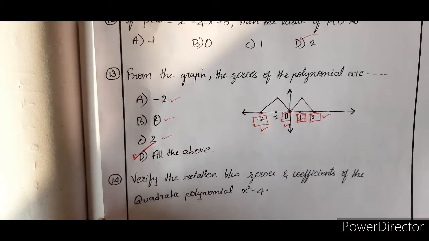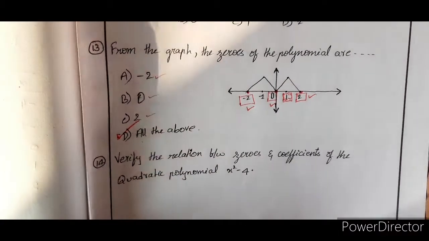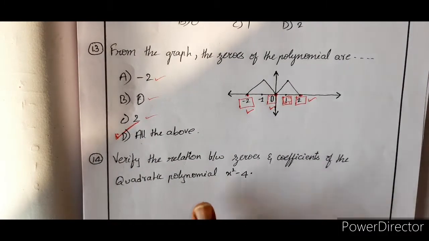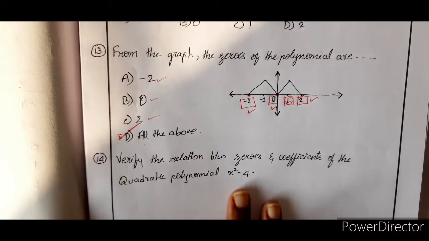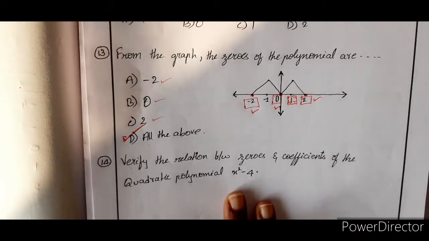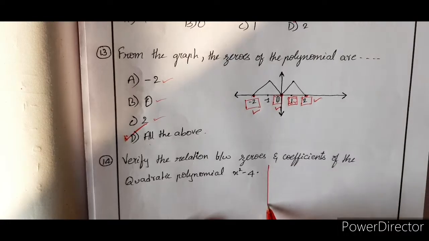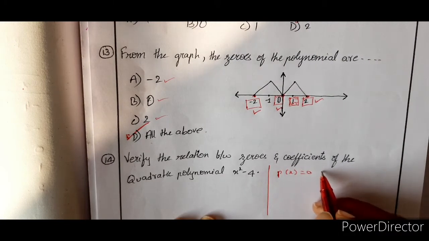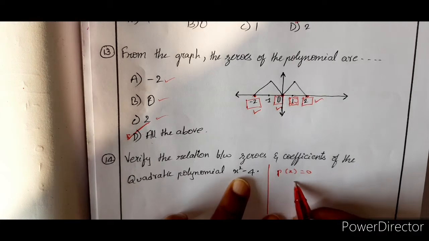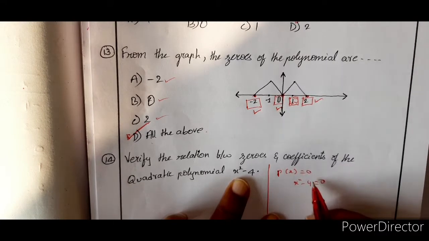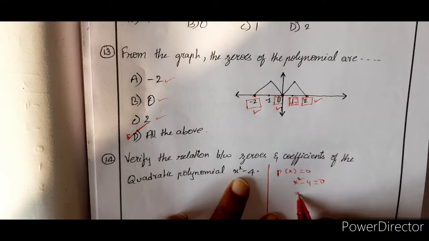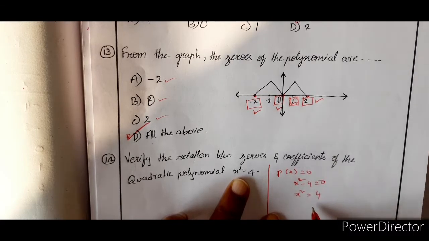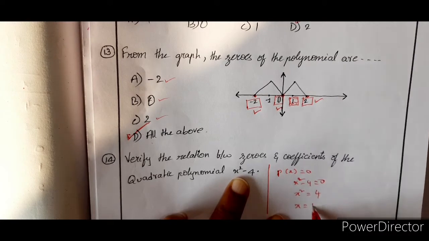So now here, the 14th one. Verify the relation between zeros and coefficients of the quadratic polynomial. Here he is asking us to verify. So what you have to do is first, p of x is equal to 0. If you equate, you will find the x value. So x square minus 4 is equal to 0. So x square is equal to 4. You will get x is equal to plus or minus 2.